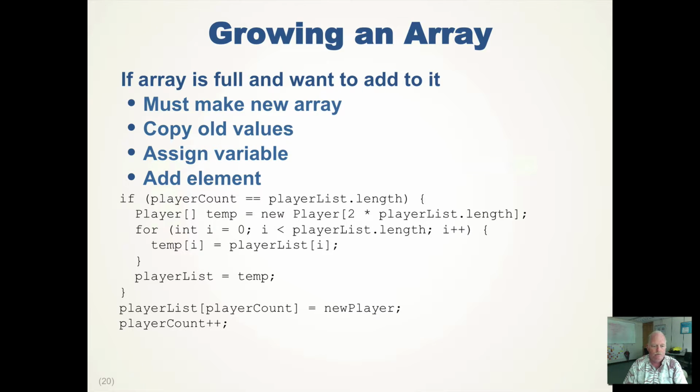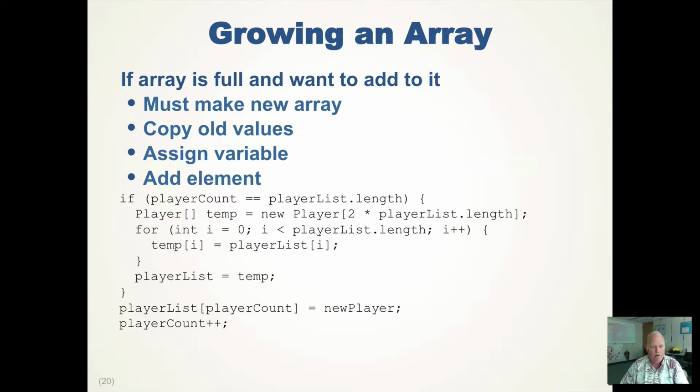So we can see the code where we say if player count is equal to the player list length, so we're full, we create a new array called temp and double its size. So it's going to be twice as big as the old array. Then for all the items, we copy from player list into temp. So now we have a copy and we've got plenty of space in it. And lastly, we assign temp to player list. So now player list points to temp. What player list used to be pointing to is gone and garbage collected.